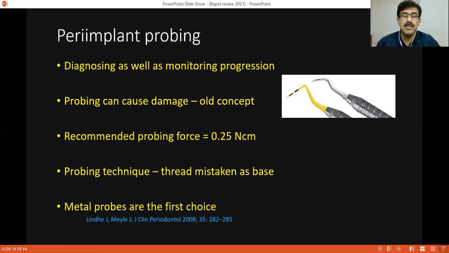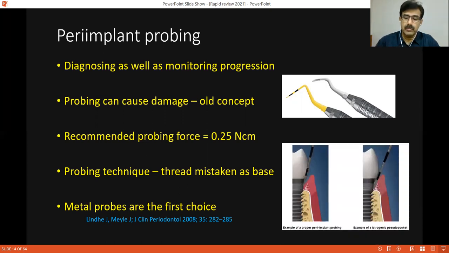In most cases, you place an implant, and you place a bulky prosthesis, so it will be very difficult to probe. In cases where you have much difficulty in probing, you can use a plastic probe. Otherwise, the best probe is always a steel probe. One more thing is that as a result of periimplantitis, sometimes threads may be exposed. When you probe, the probe may hit one thread, and it may not go to the most apical aspect of the pocket. So you should be careful so that this doesn't happen. Now, this is the correct method of probing, and this is the incorrect method, where you're probing around the prosthesis, not along the long axis of the implant that is placed.